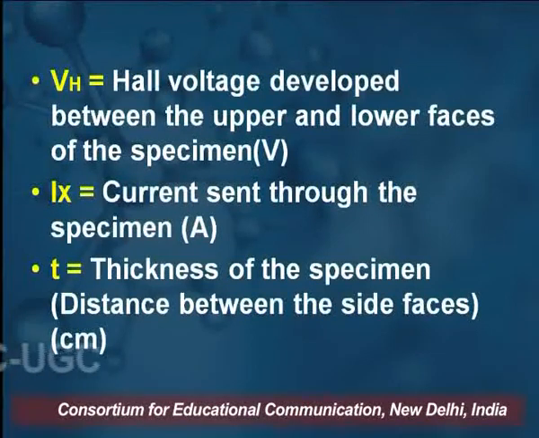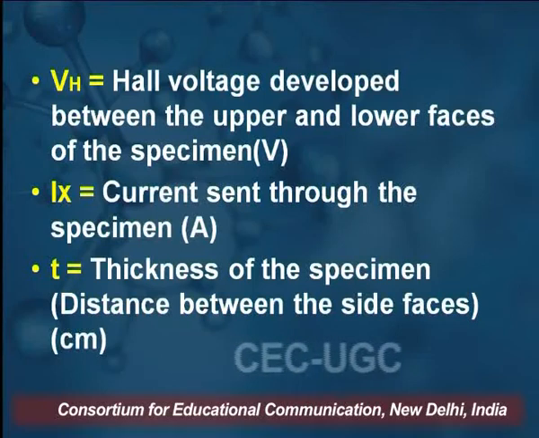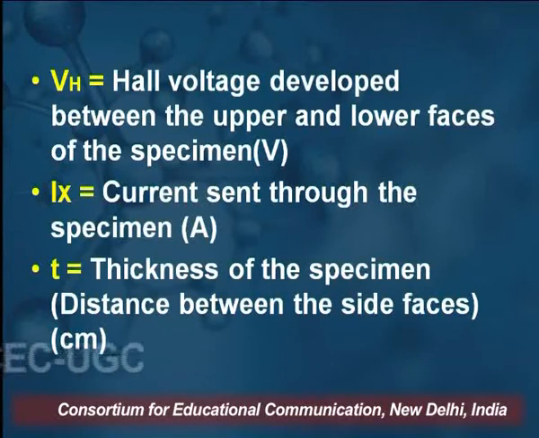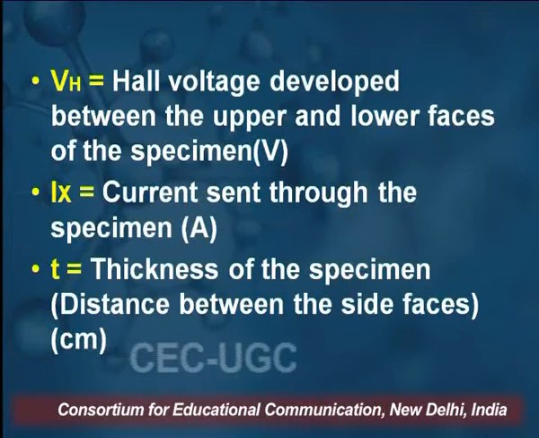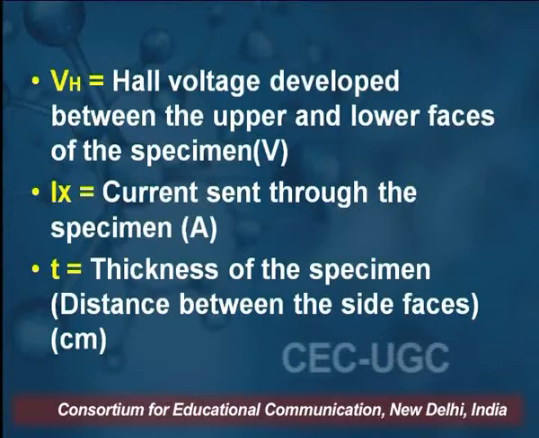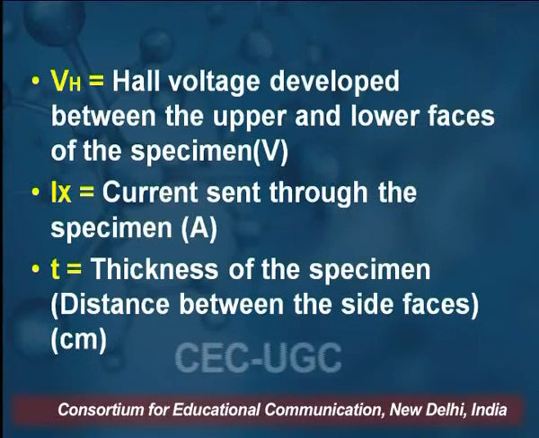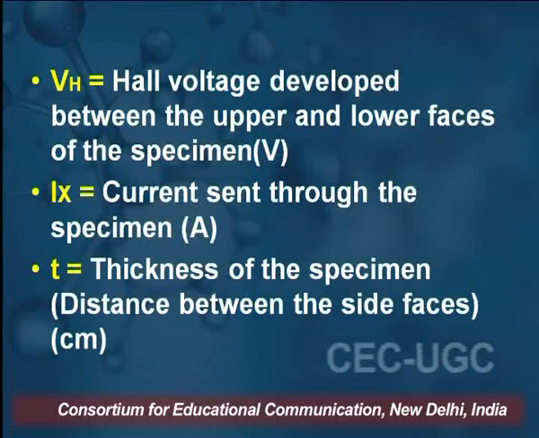So this experiment is used to find the Hall coefficient and Hall voltage. Here VH is the Hall voltage developed between the upper and lower faces of the specimen, because of the movement of the charge carriers when force is applied to the current carrying conductor in the magnetic field. Ix is the current sent through the specimen, in ampere, and T is the thickness of the specimen, the distance between the side faces, in centimeter.